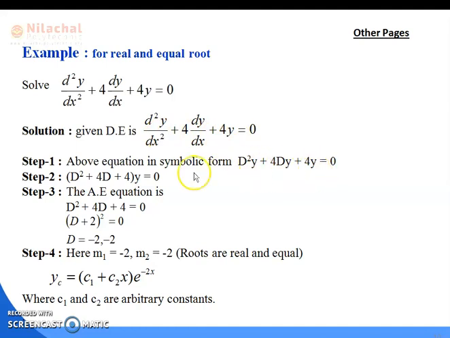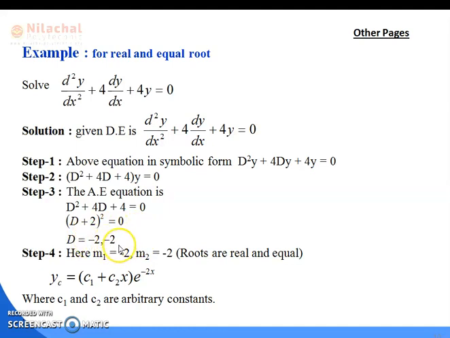Then taking common y, and after that you have to write the auxiliary equation: D square plus 4D plus 4 equals to 0. Simply it is the formula for a plus b whole square, means D plus 2 whole square equal to 0. Whole square means it has two factors and each factor equal to 0, means D plus 2 equal to 0, D plus 2 equal to 0. So from each factor we are finding D equal to minus 2, D equal to minus 2, means both the values of D are equal, means both are equal roots.